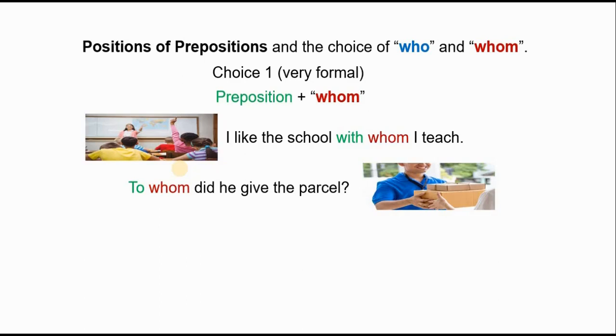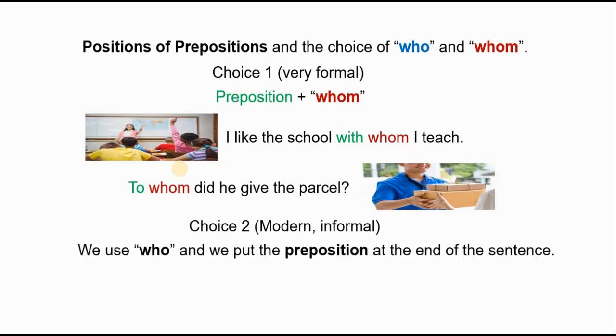So in modern everyday English, we prefer choice number 2. So choice number 2, we don't use whom, we prefer who. We use who and we put the preposition right at the end of the sentence. Yes? So it goes right at the end. Let's look at these two examples using choice number 2. I like the school who I teach with. So we use who and we put the preposition at the end of the sentence.